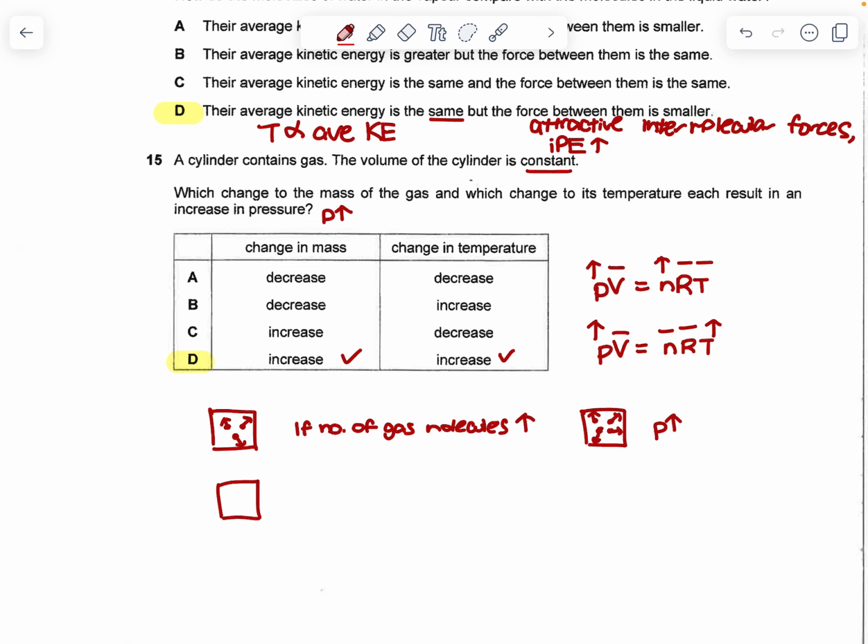Similarly, if you increase the temperature in the same container, now the speed of the molecules actually increases. It hits the walls of the container with a greater force. Pressure increases as well.